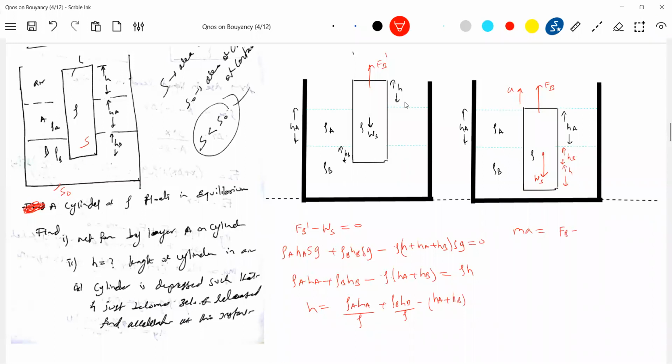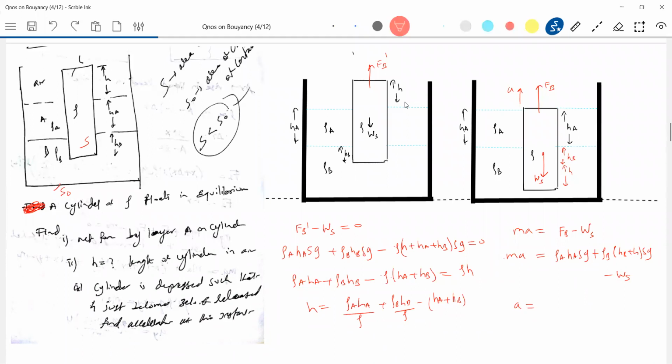So MA is equal to FB minus weight of the solid. What is M? Already you know how to calculate this. Now, what is the buoyant force? Rho A HA SG plus rho B HB SG plus rho B H SG, minus weight of the solid. We wanted acceleration. Now, shall we cancel out anything? Weight of the solid. So rho A HA SG plus rho B HB SG will cancel with this one. So what is left over? Only rho B H SG.